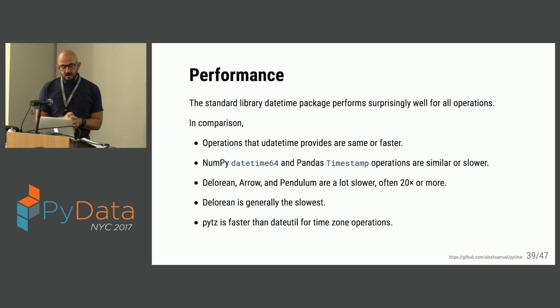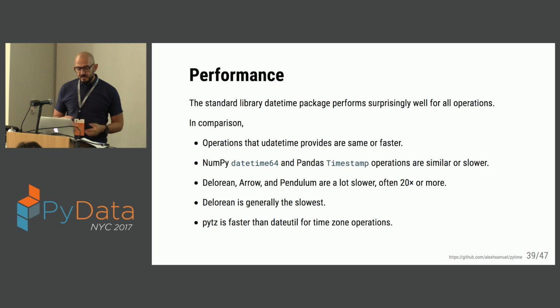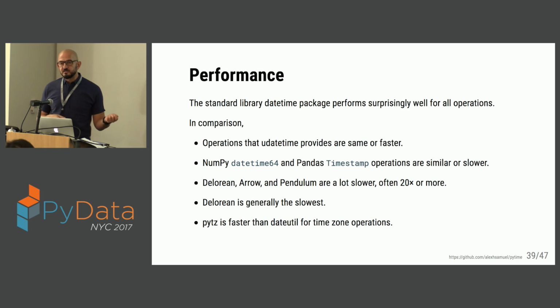of these things. As I mentioned before, the datetime package is surprisingly efficient. A lot of operations run in under a microsecond on my laptop. Compared to that, udatetime provides a few things that are about the same speed or faster, but probably is not going to be a big deal for most people. NumPy's datetime64 and pandas Timestamp operations are generally a little bit slower for scalar objects, but in an array or in a series or in a data frame, they're quite fast.